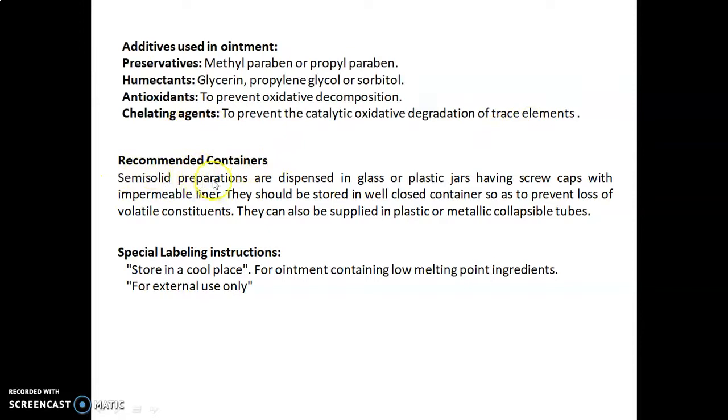For recommended containers, the semi-solid preparations are dispensed in glass or plastic jars having screw caps with an impermeable liner. They should be stored in well-closed containers so as to prevent the loss of volatile constituents. They can also be supplied in plastic or metallic collapsible tubes. Special labeling instructions are: store in a cool place for ointments containing low melting point ingredients, and second, for external use only.